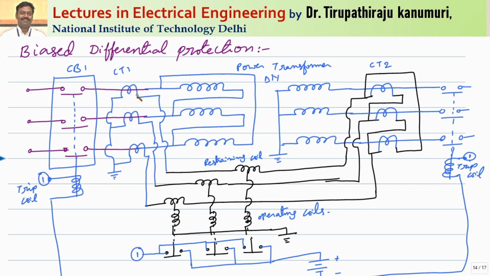The connection depends on the dot notation. Let us assume that when the primary side current is passing, this one is I1, and on the secondary side this current I take as I2. Let us take any single phase for analysis purposes. I have designed the dot notation in such a way that when the current enters here, the current will leave this CT.